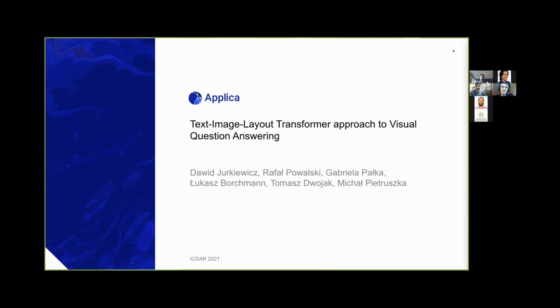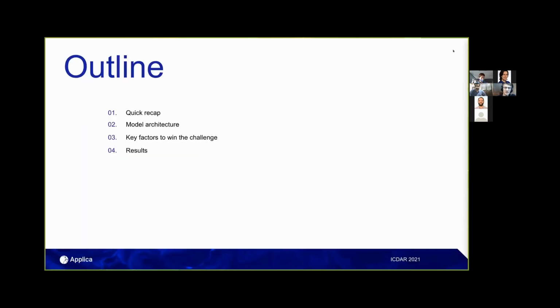Hi, I'm David Jurkiewicz, and I will present the winning solution we developed at Applica to the Infographics visual question answering task. Firstly, I will give a quick recap of the Infographics visual question answering challenge. Then I will introduce our Text Image Layout Transformer model, which is also known as TILT. And then it will be followed by the details specific to our infographics solution. And in the end, I will show the results.